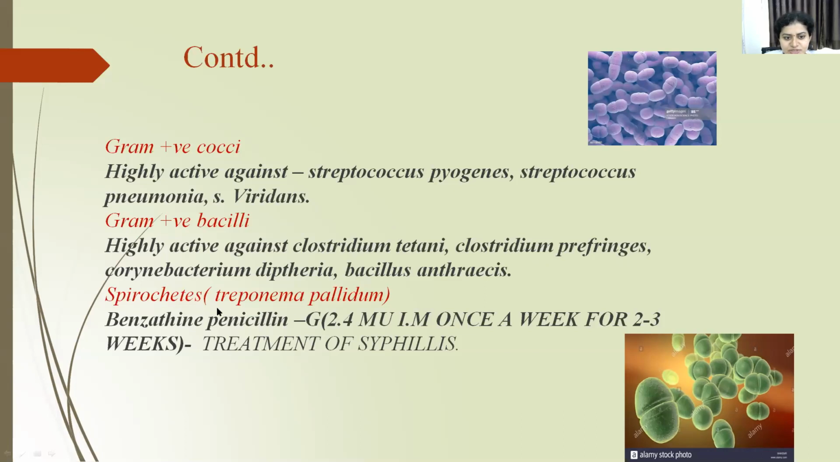And then it is mostly effective against Treponema pallidum, which is a spirochete infection. So for syphilis infection, you give the drug benzathine penicillin G, 2.4 million units intramuscularly once a week for about 2 to 3 weeks.